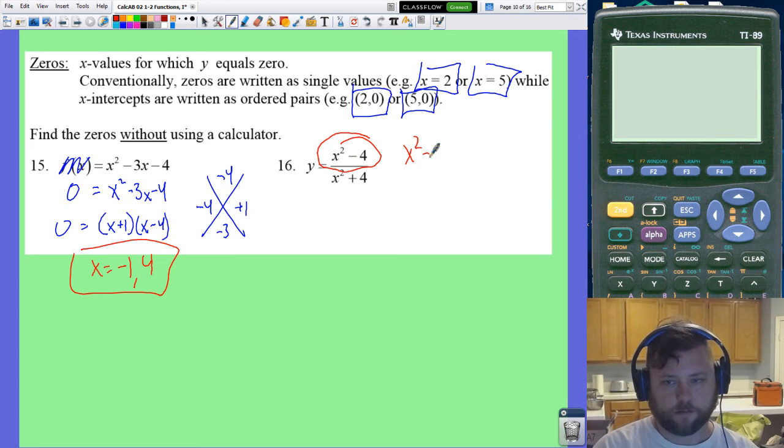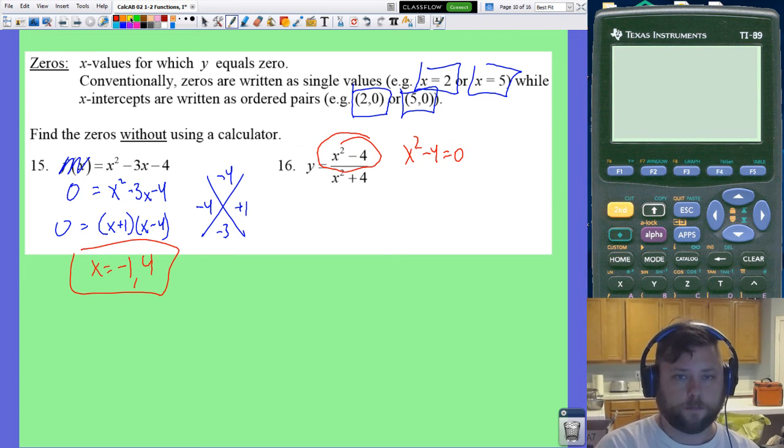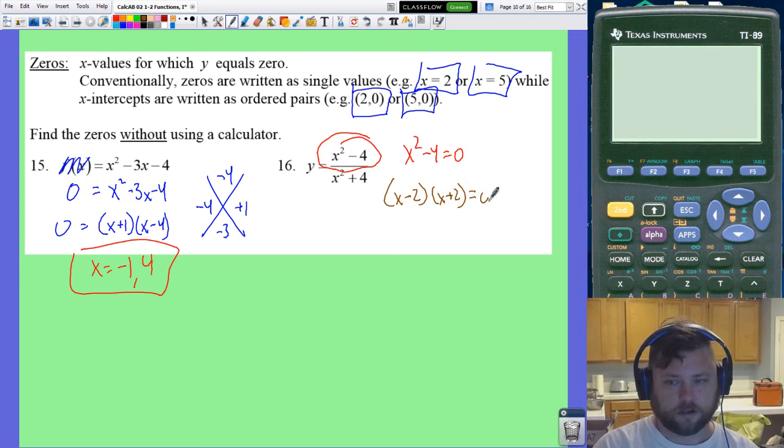Well, x squared minus 4 equals 0. Maybe you can eyeball that and say it's 2 and negative 2. Or you realize this is difference of squares, and you can factor as x minus 2 times x plus 2 equals 0. Your solutions are x equals 2 and negative 2.